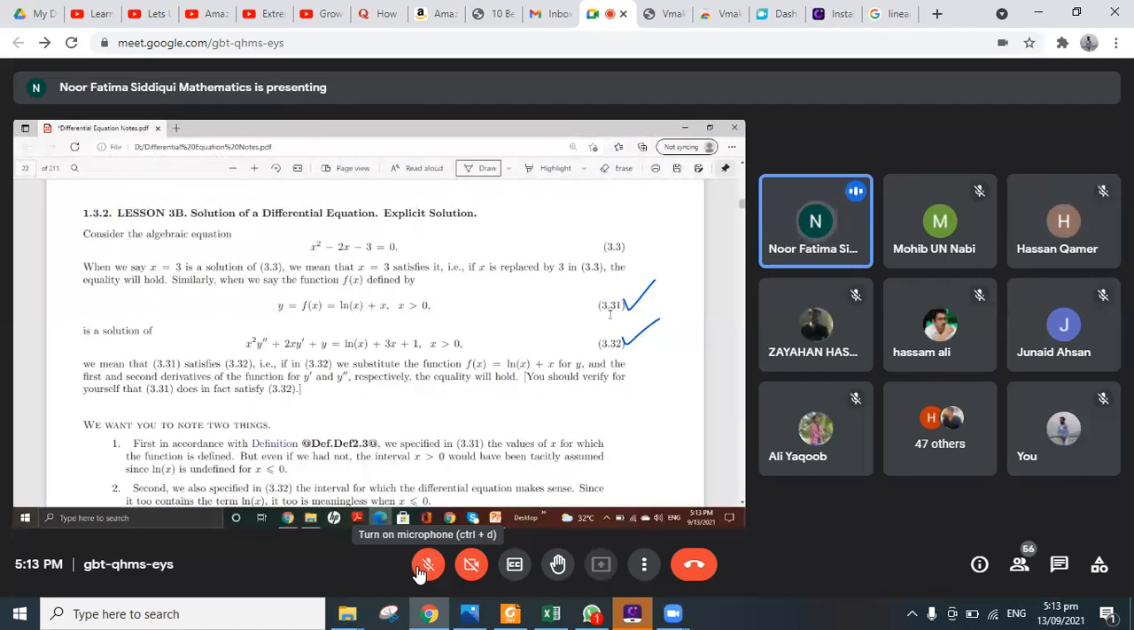Is it a general solution or a particular solution? Who will answer me whether it is a general solution or a particular solution of a differential equation? Maybe it is a particular solution. Why is it a particular solution?